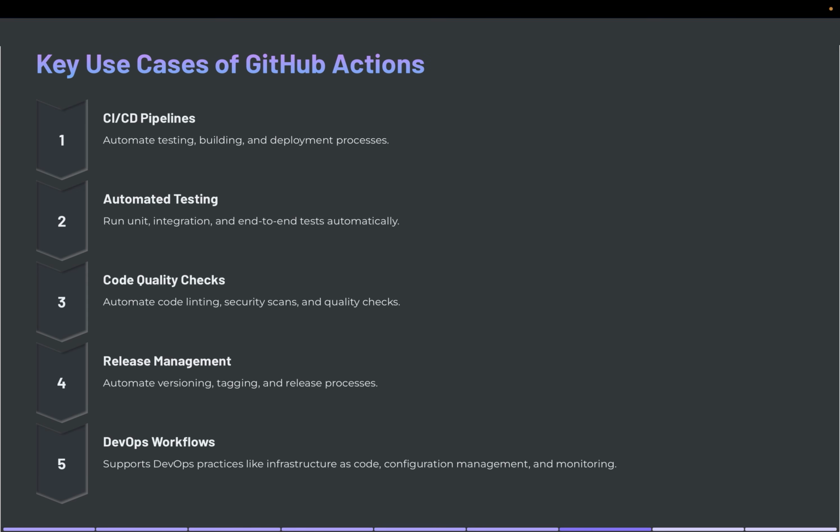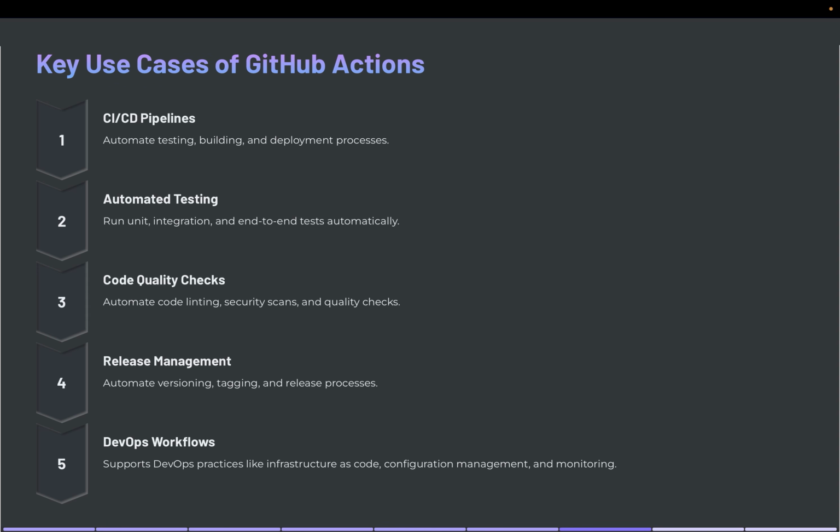What are the main use cases for GitHub Actions? There are quite a few, and they cover a wide spectrum of needs. CI/CD pipelines are a big one. GitHub Actions helps automate testing, building, and deployment processes seamlessly. It also excels in automated testing, allowing you to run unit, integration, and end-to-end tests automatically.